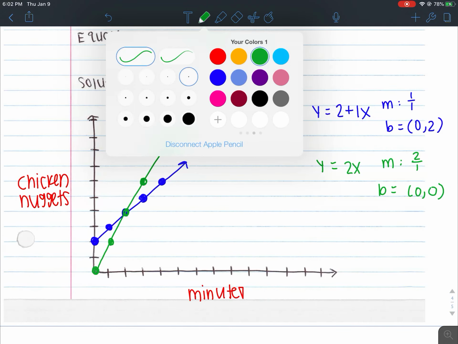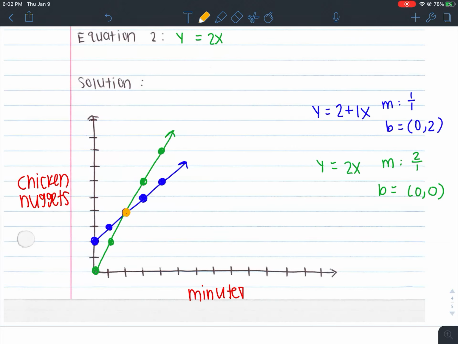All right, so now it's saying, what's the solution? Well, remember, the solution is where they intersect each other. Well, they intersect each other right here at this point. So what is that point? It's the point 2, 4. Well, what does that mean? Well, remember, your x is your minutes, and your y is your chicken nuggets. So that means at 2 minutes, what's happening? They've both eaten 4 chicken nuggets. So at 2 minutes, they both have eaten 4 chicken nuggets.